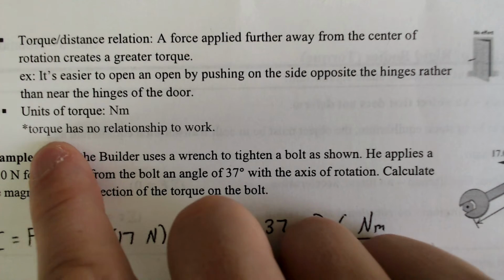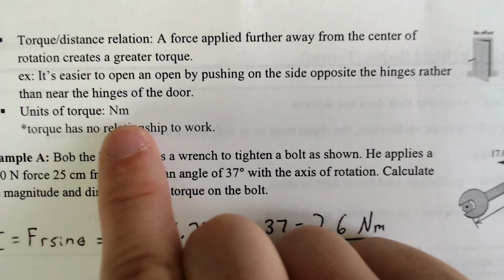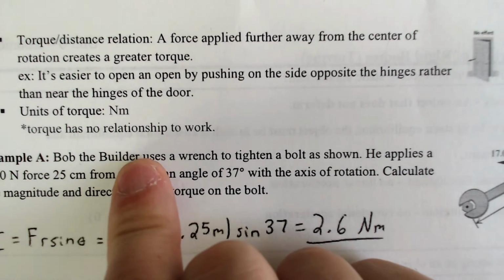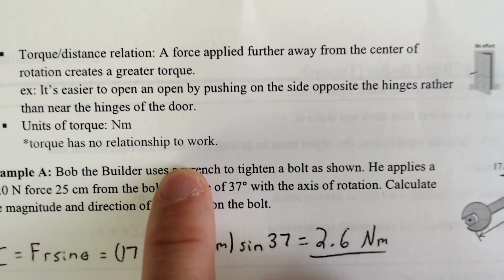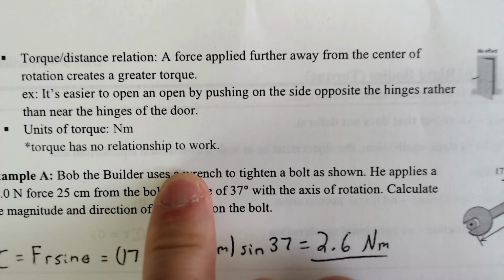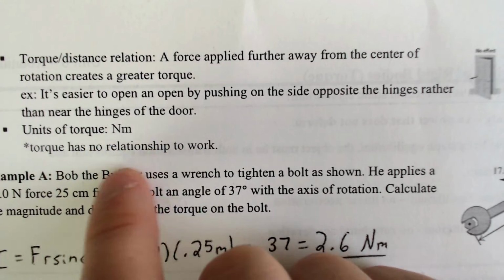The units for torque are Newton meters, which is the same as the units for work, but it has no relationship to work. It's just called Newton meters. It's not a joule. Don't think of it that way; if you're trying to make the connection with work, it does not relate to work at all.